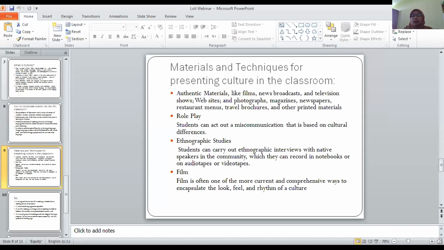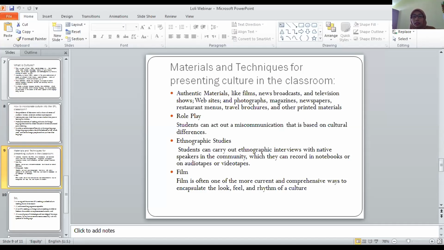The second technique is role play. Students can act out a miscommunication that is based on cultural differences. When the students learn the language, they can act just like the culture of the language that they learn. So they can be in the surroundings where the culture of that language is used.